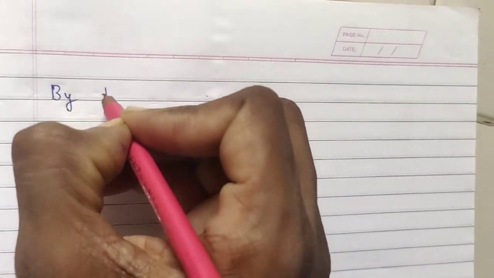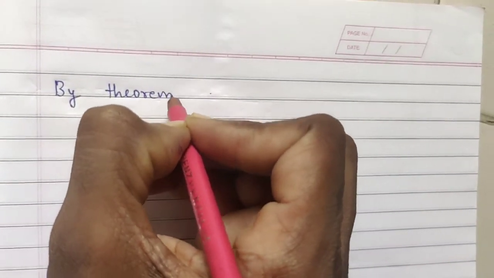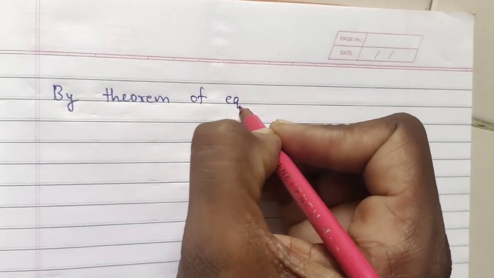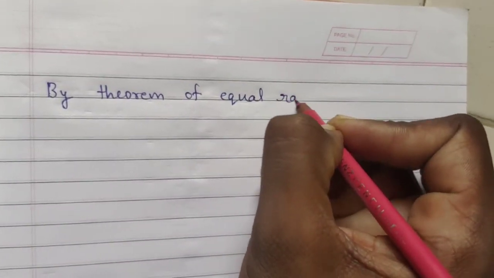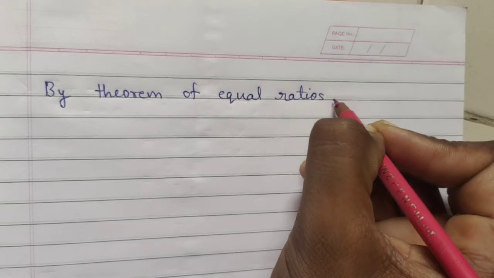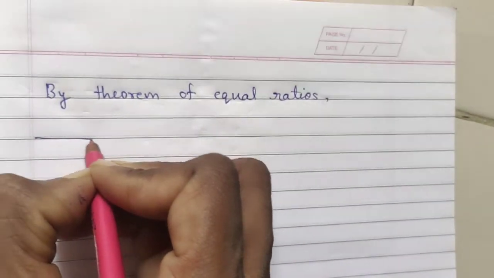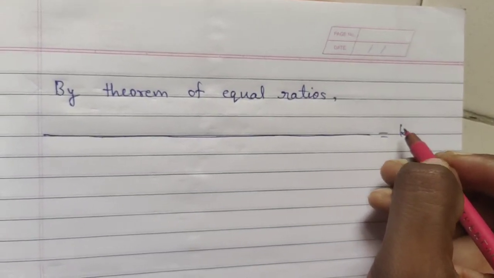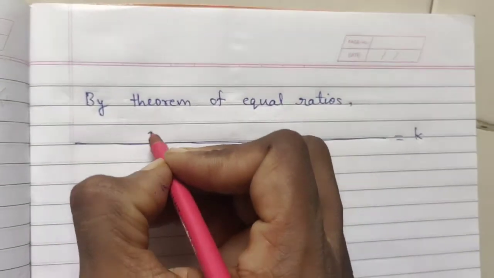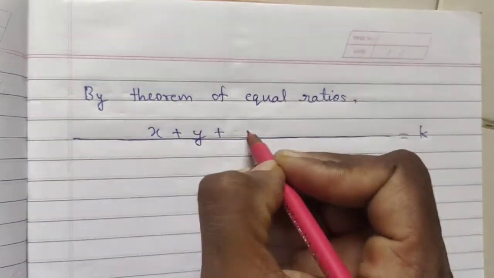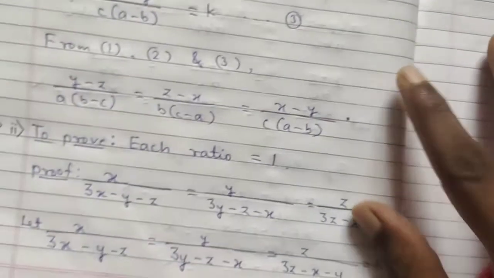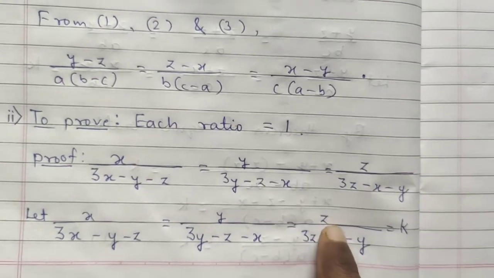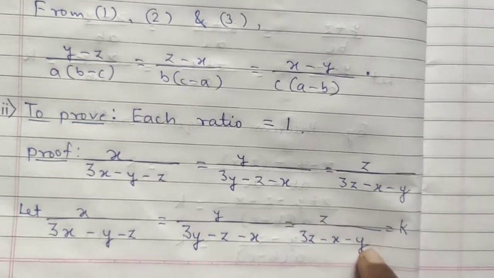Okay, so let us see how we are getting our result. So by the theorem of equal ratios, in this case we are going to add all the ratios. So what is there in the numerator? x plus y plus z. Okay, you can see here, so we have taken all the numerators. Now we are going to add the denominators.